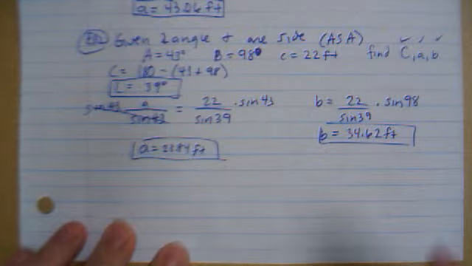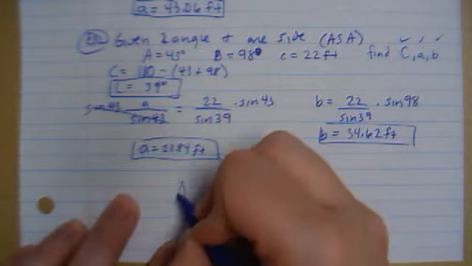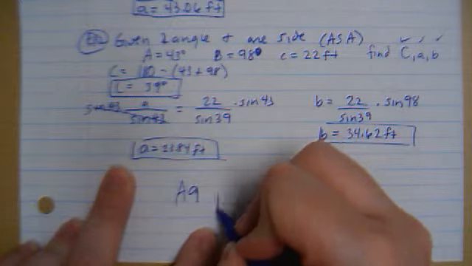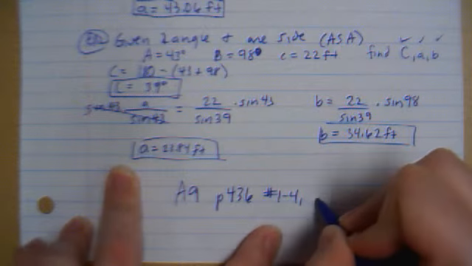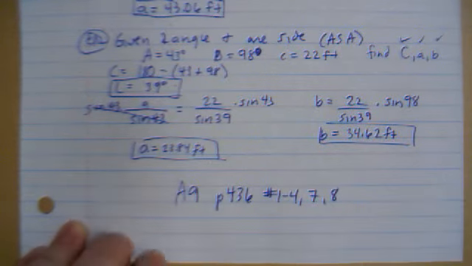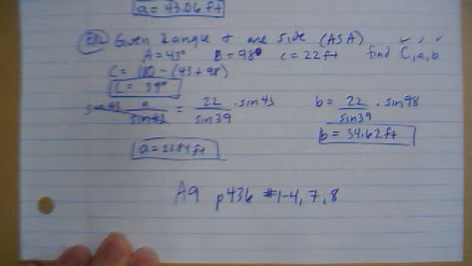So here are those two different examples of each type. Here is your assignment, A9, page 436, numbers 1 through 4, 7, and 8. Please let me know if you have any questions, and good luck.